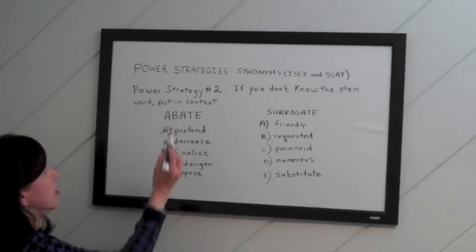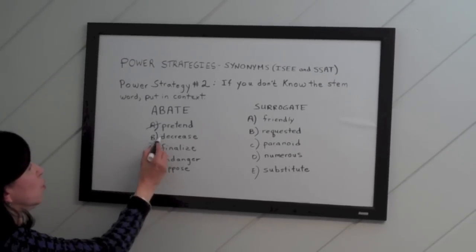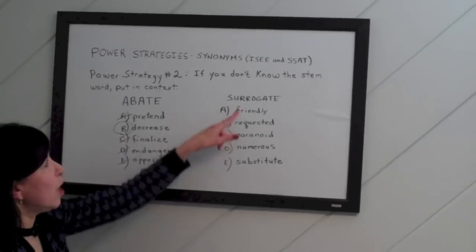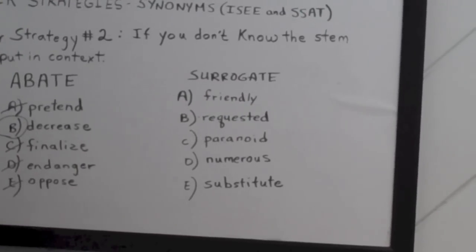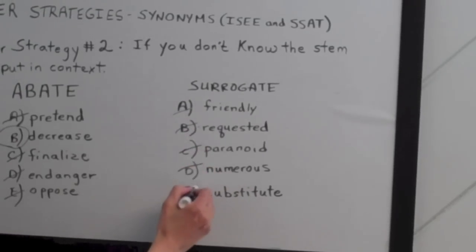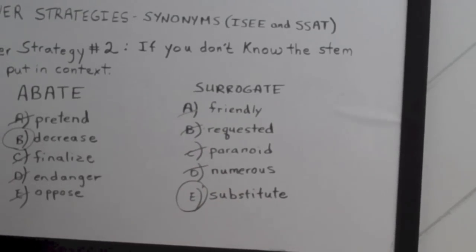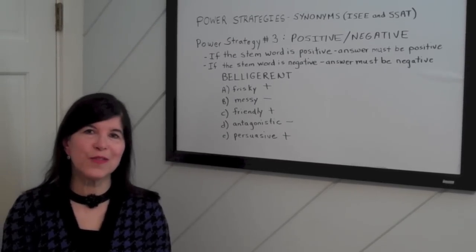Not pretend, not finalize, not endanger or oppose. Decrease would be the right answer. How about surrogate? Perhaps you've heard of a surrogate mother, a substitute mother. And we actually see that word for choice E, so we know right away, right off the bat, that that's the correct answer. Done.